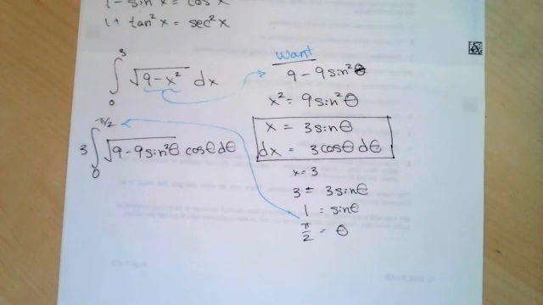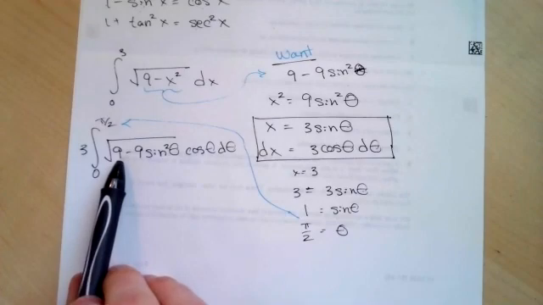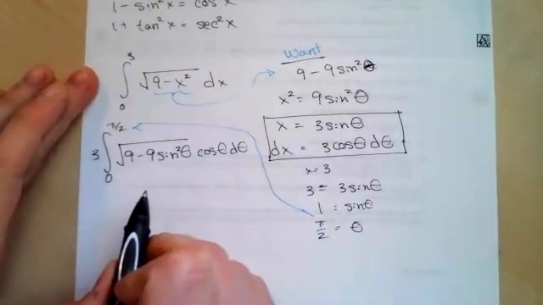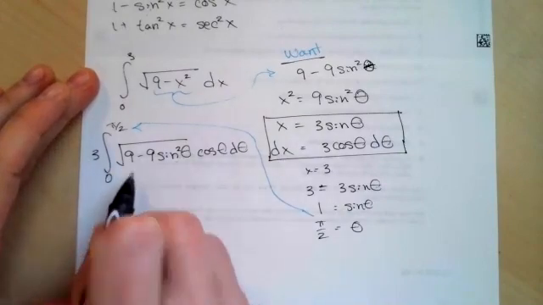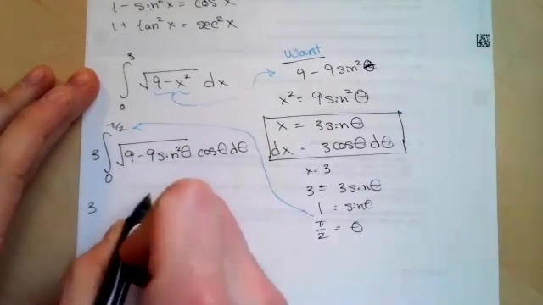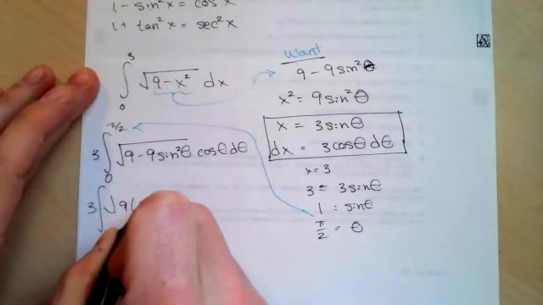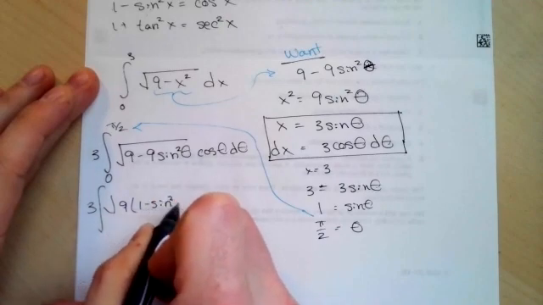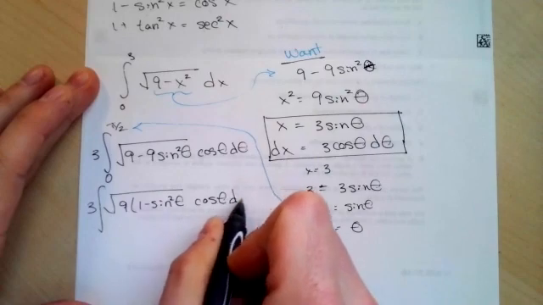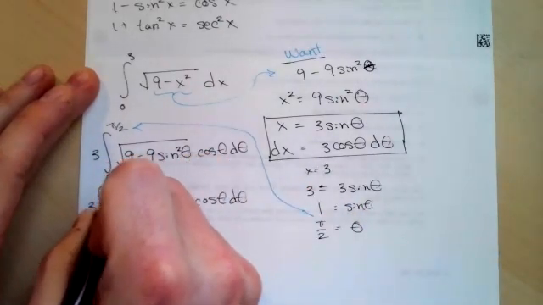And now we just have to finish the integral. So let's take a look at what we've got. We still need to use our trig. So we're about out of time. Let's go through this a little quickly, and we can start here and review it tomorrow. The 9, what we want to do is factor that out. So we can write it as the square root of 9 times 1 minus sine squared theta times cosine of theta, 0 to pi over 2.